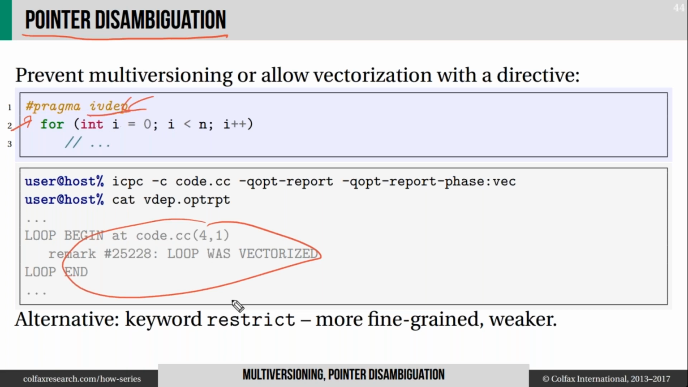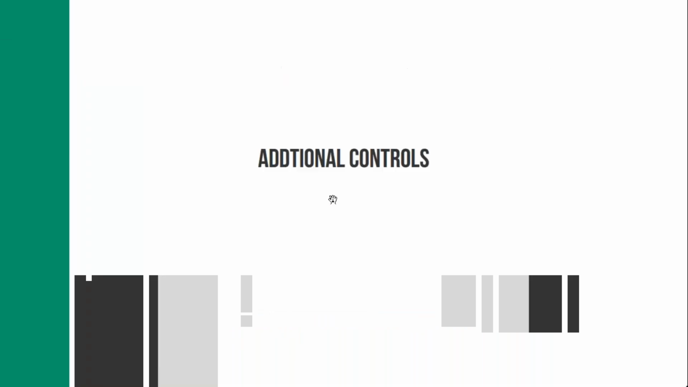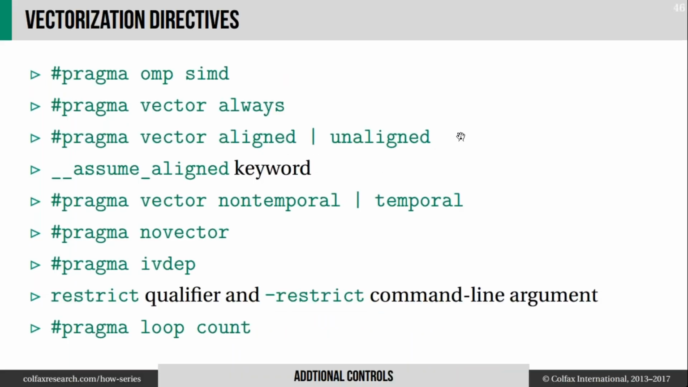By the way, in addition to pragma IVDEP, there is also the keyword restrict, which applies to a single pointer and promises that it is not aliased with any other pointer. So these are the essential controls for vectorization that you have. And I have a cheat sheet of vectorization directives. All of these are clickable, so download the slides, and click away.